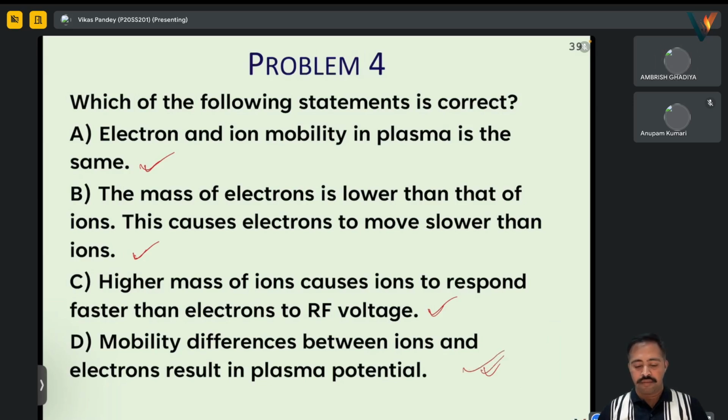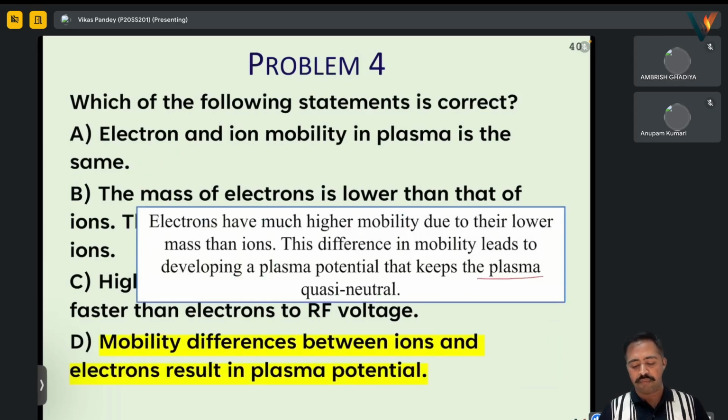D is correct. Because actually the electrons move much faster compared to ions, and that's why we get the plasma potential. And that is why the overall plasma, although it should be neutral, becomes quasi-neutral. That leads to sustenance of the plasma. We don't get the plasma dying easily.